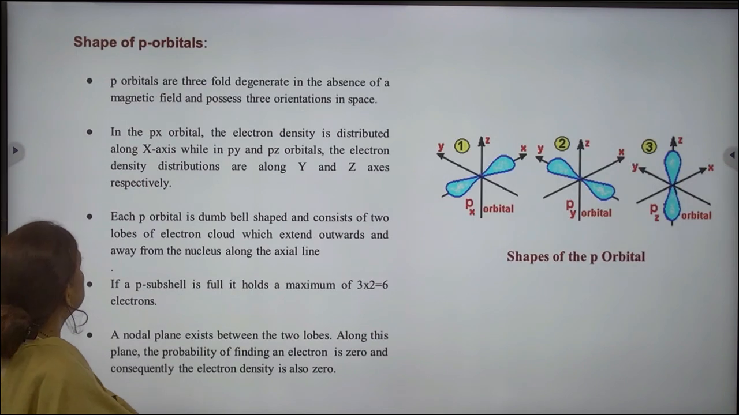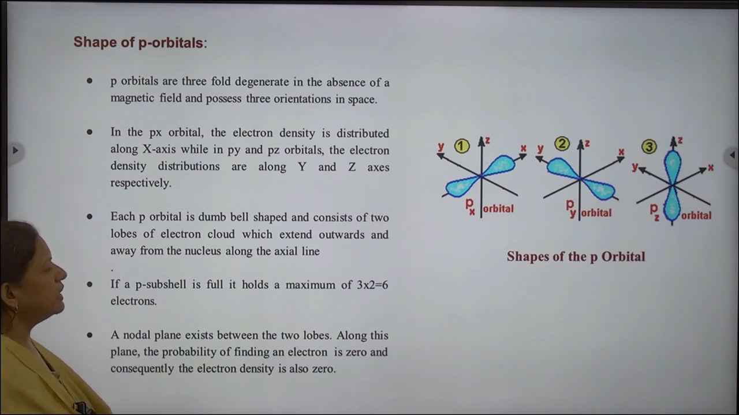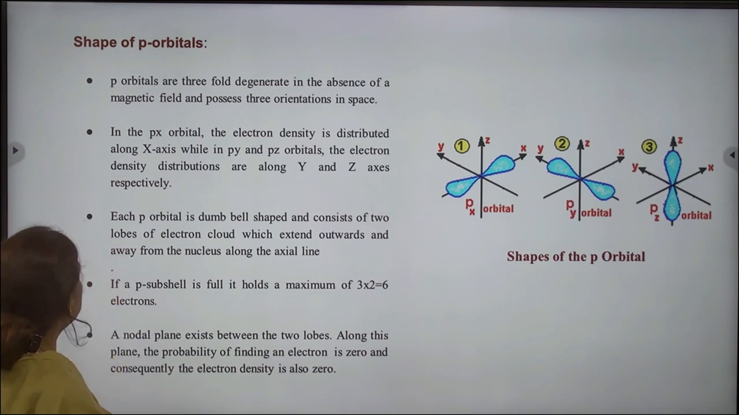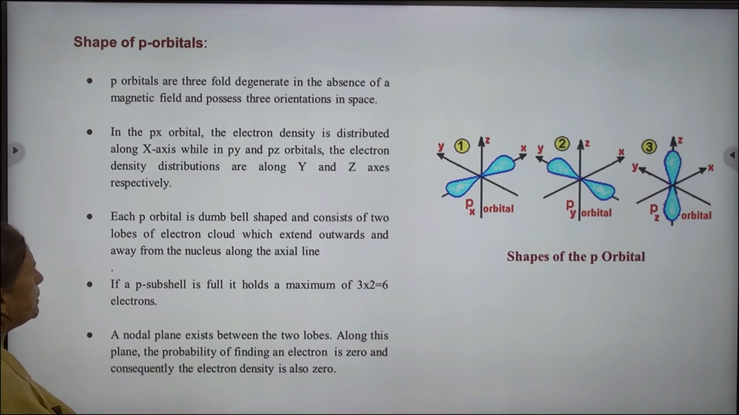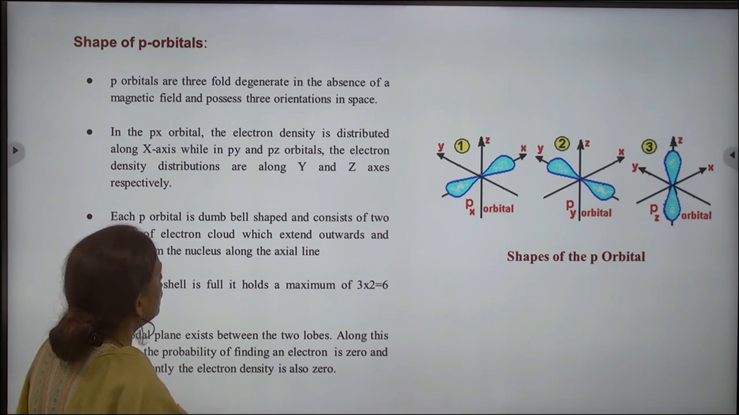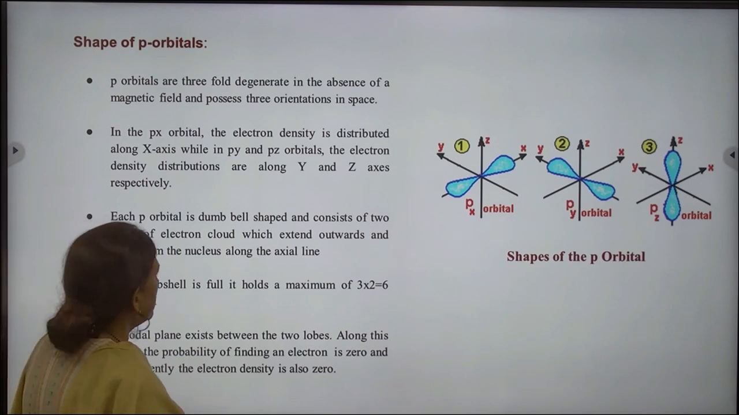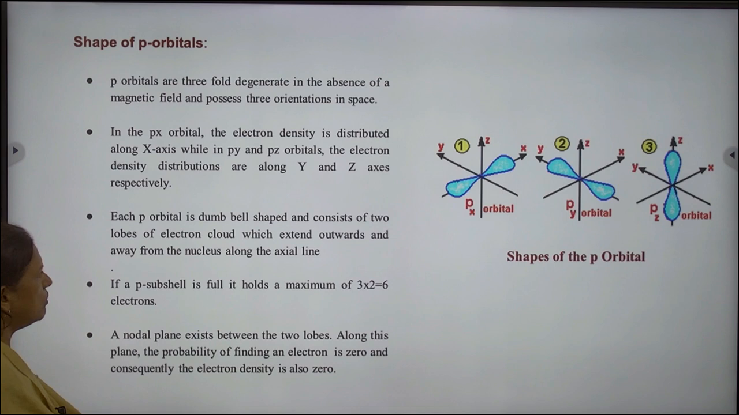Shape of p orbitals. P orbitals are threefold degenerate in the absence of a magnetic field and possess three orientations in shape. In the px orbital, the electron density is distributed along x-axis, while in py and pz orbitals, the electron density distributions are along y and z-axis respectively. Each p orbital is dumbbell shaped and consists of two lobes of electron cloud which extend outwards and away from the nucleus along the axial line.